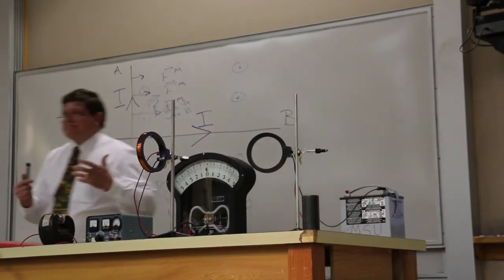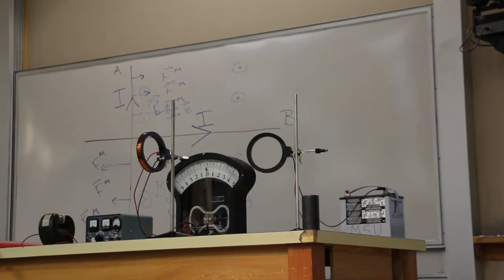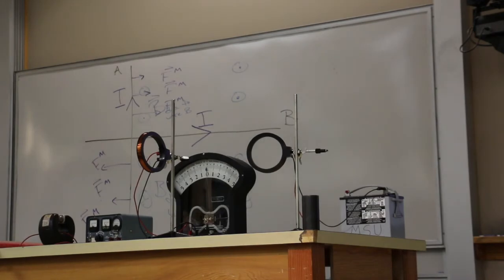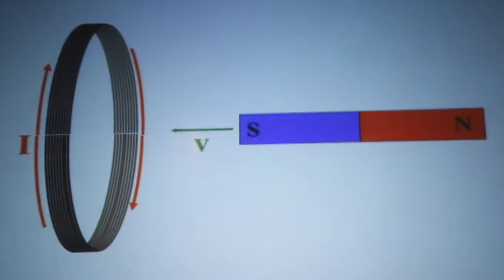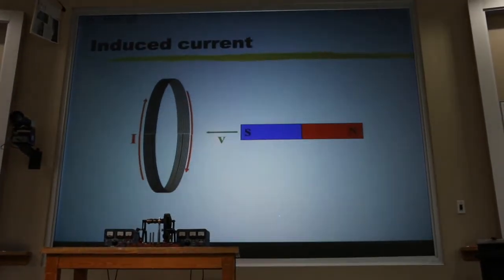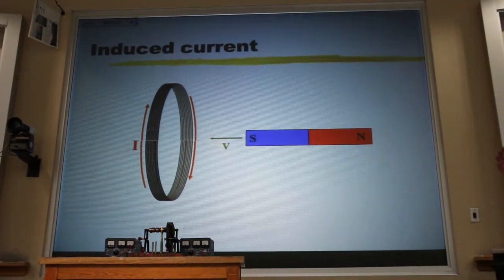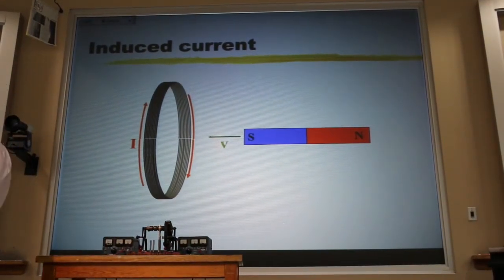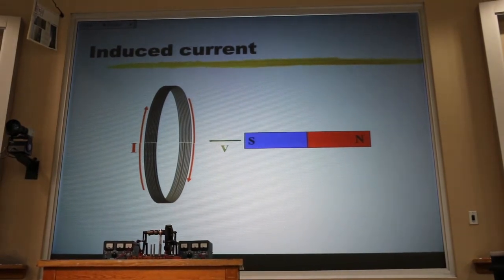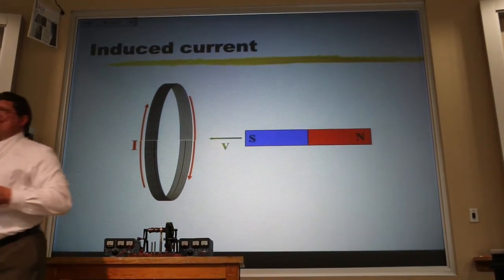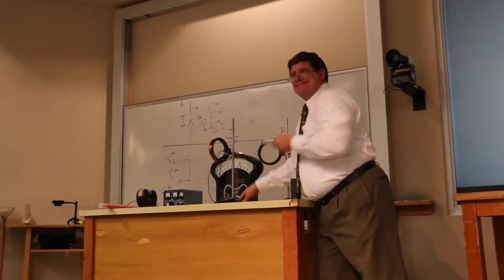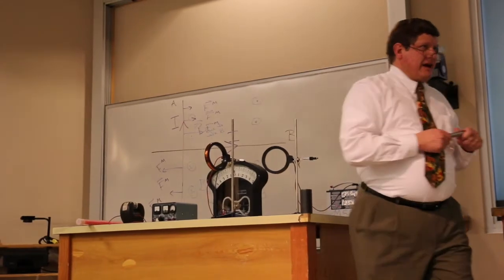Okay. Now, let's see if we can understand this. We call it induced current, meaning I can't see the magical battery that's causing this current to flow. Now, I hope everyone can see that there's no difference between bringing the magnet towards a loop or bringing the loop towards the magnet. Did I get it right? Yeah. Good.